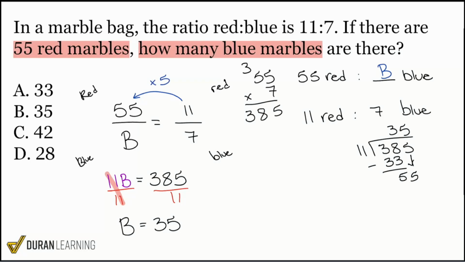Proportions are all about comparing the same things in the same way. So if you knew that from here to here was times 5, from red to red is times 5, from blue to blue is times 5. Watch this. 7 to B. Everybody, what's 7 times 5 going to give us? That'll give us 35.